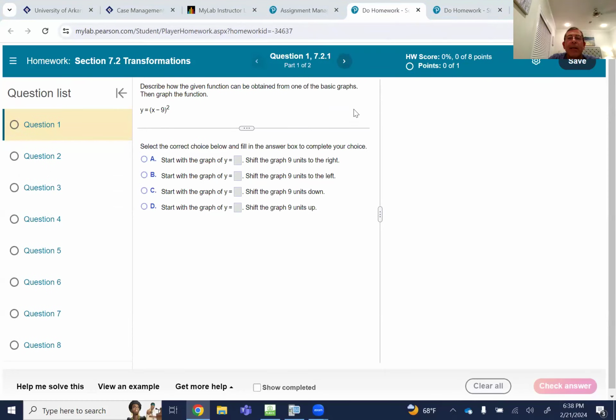All right, y'all should be seeing my 7-2 homework now. Am I showing a page y equals (x minus 9) squared for y'all? Yes, sir. Okay.